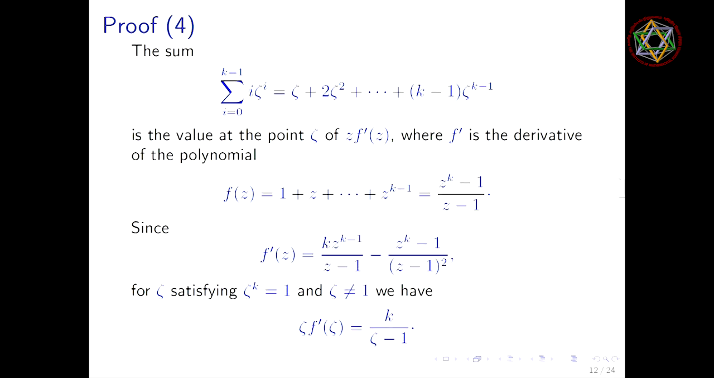If you take the derivative, you obtain essentially that you have to multiply by zeta. And so when you look at this derivative, this is k z^(k-1)/(z - 1) minus (z^k - 1)/(z - 1)^2, just the derivative of this. But if z is replaced by a kth root of unity, this is 0. And so you have zeta f'(zeta) equal k/(zeta - 1).